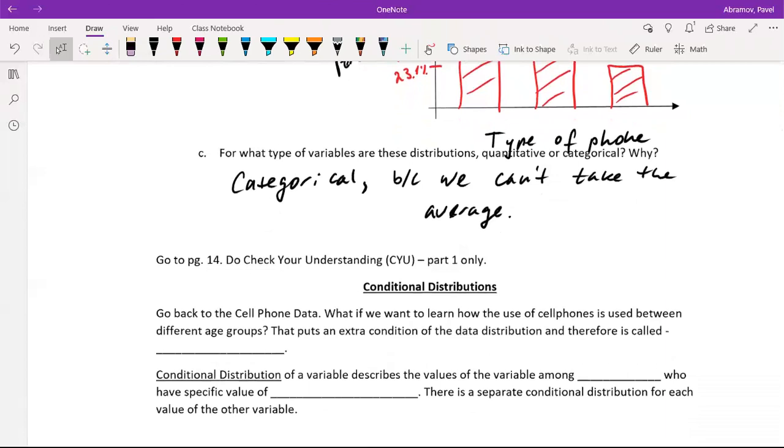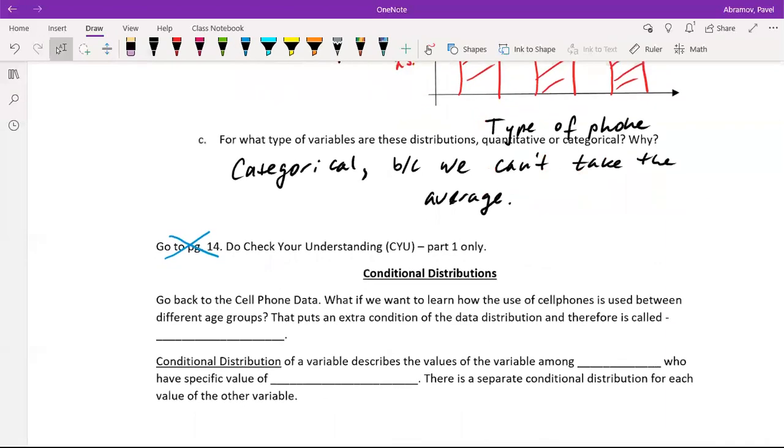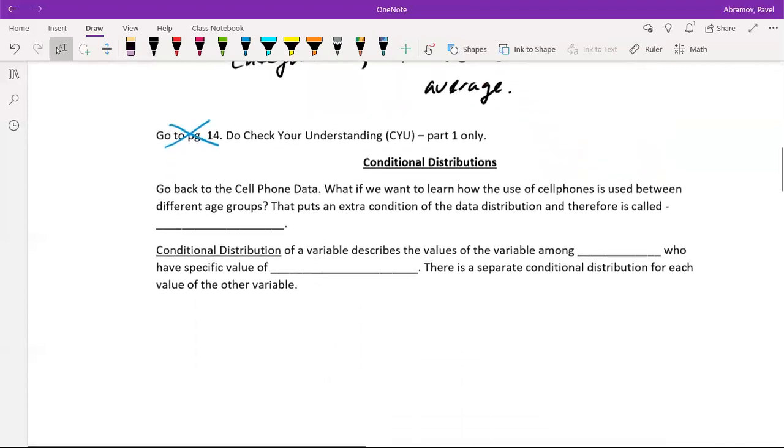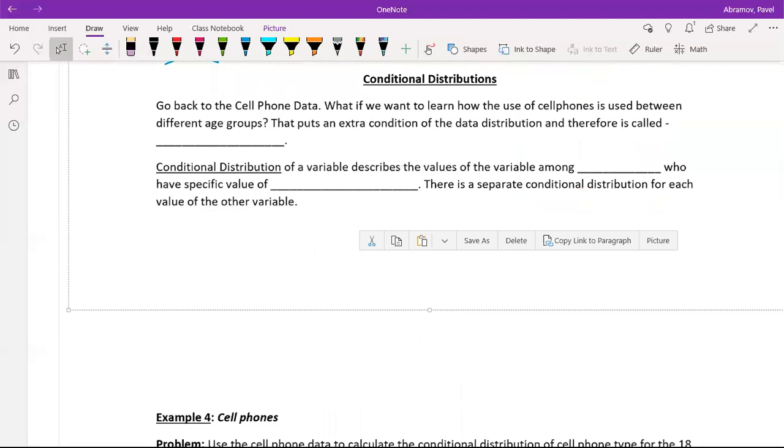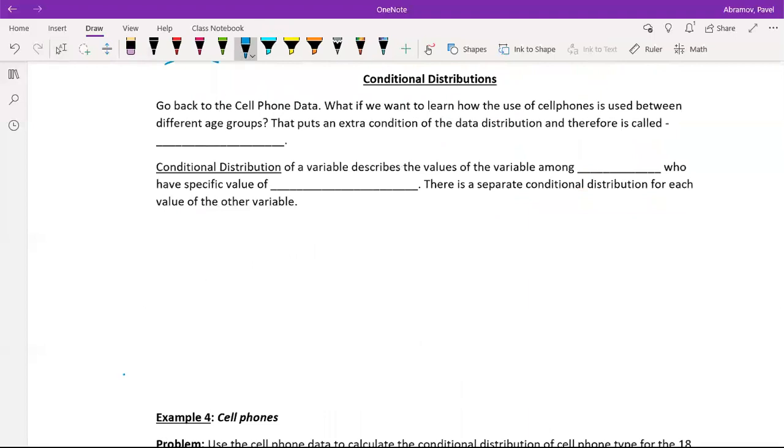Okay, we're not going to do this right here. If you were in a classroom, I would ask you to do an example by yourself, but we're not going to do this clearly right now. Instead, we are going to move on to something called conditional distribution. So this one's a little bit trickier sometimes.